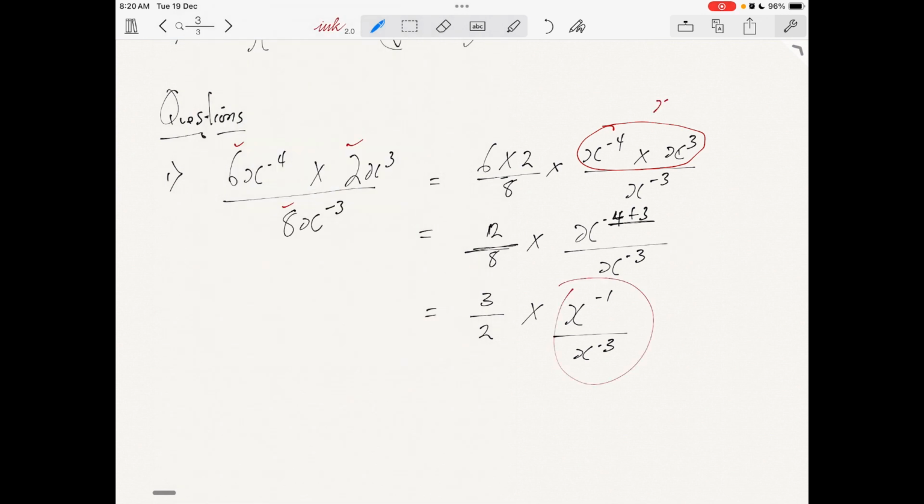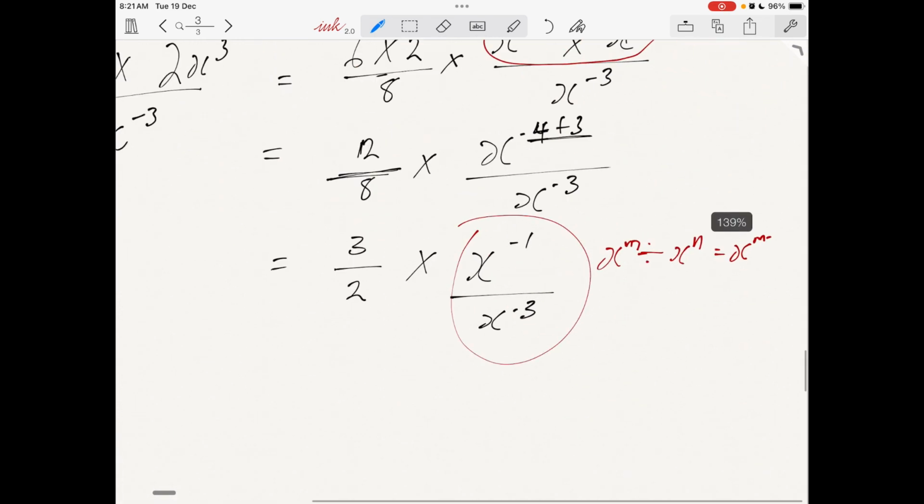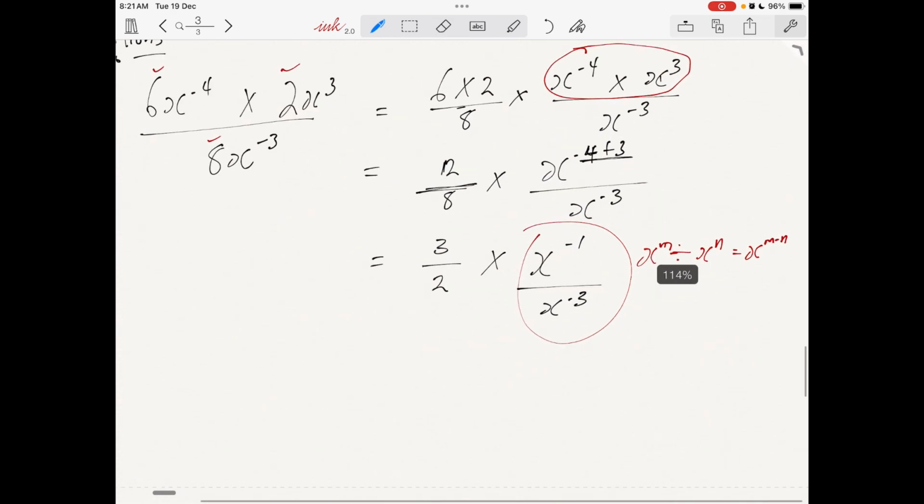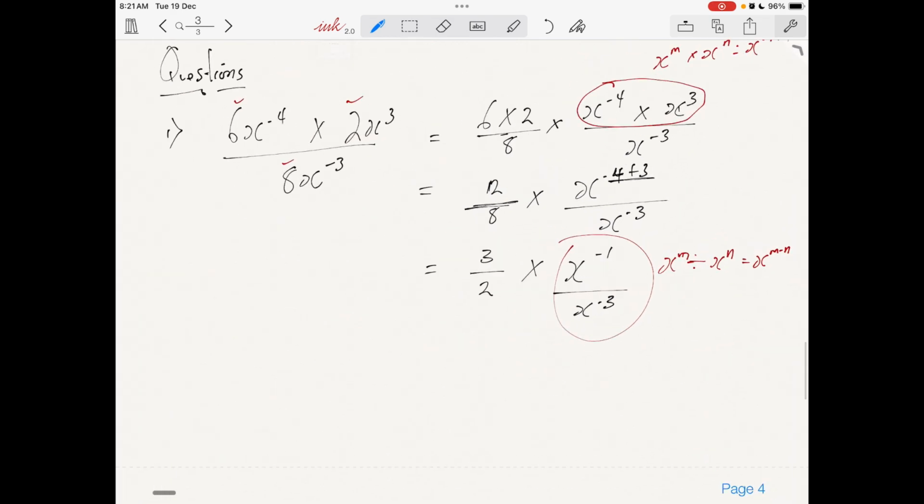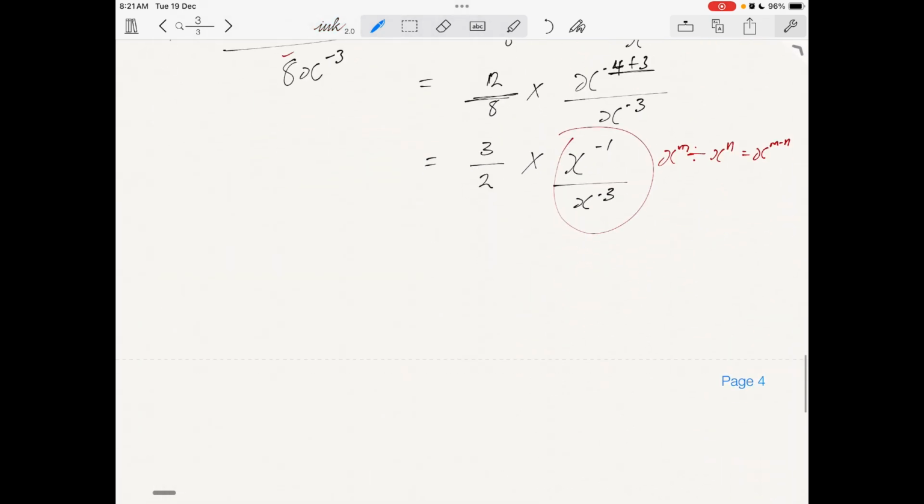And this further reminds us of another rule. Let's say that we have x raised to the power m multiplied by x raised to the power n, that gives x raised to the power m plus n. And here we have x raised to the power m divided by x raised to the power n, which will give us x raised to the power m minus n. Right.